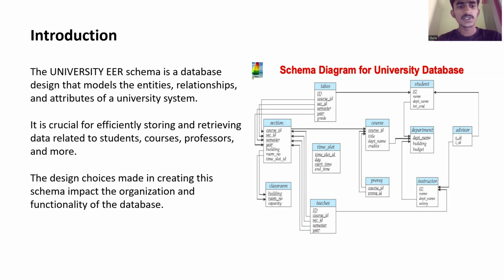A university ER schema is a database design model of the entities, relationships and attributes of a university. It is crucial for efficiently storing and retrieving data related to students, courses, professors, and more. The design choices made in creating this schema impact the organization and functionality of the database.